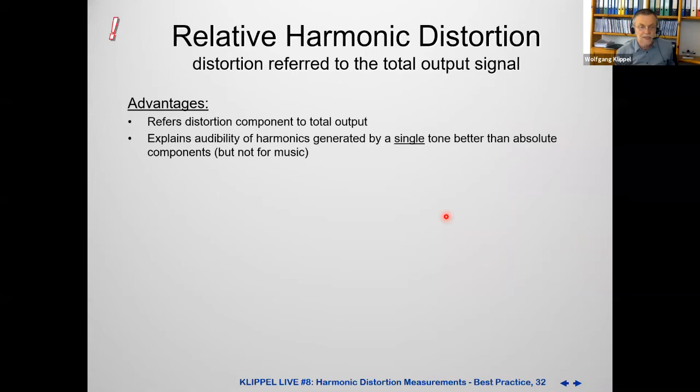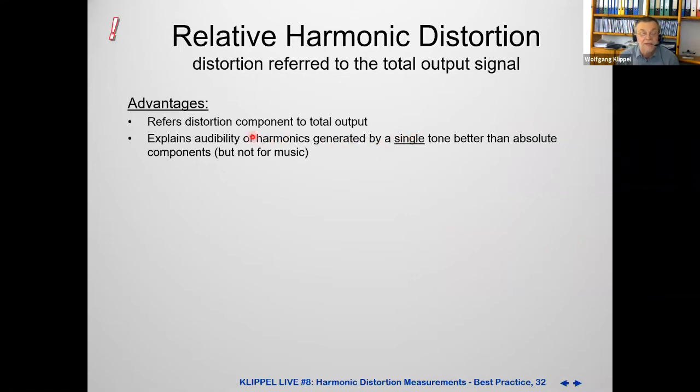Yeah. So that means if you are using relative values, you are dividing that by the total output. Then you have only one benefit. It's in percentage, and it can be interpreted actually for a single tone.